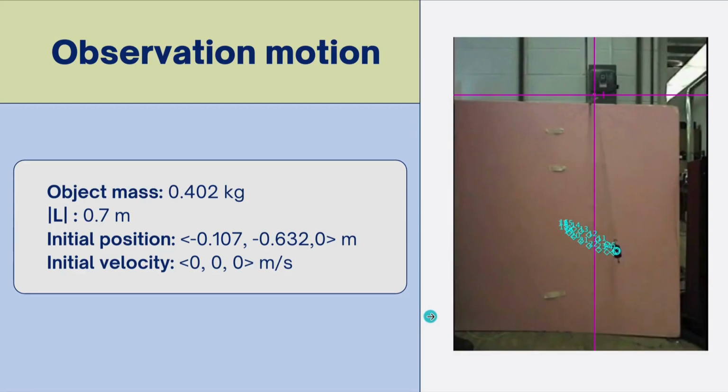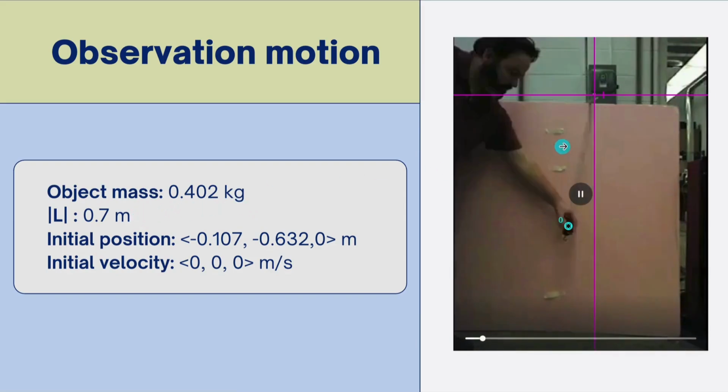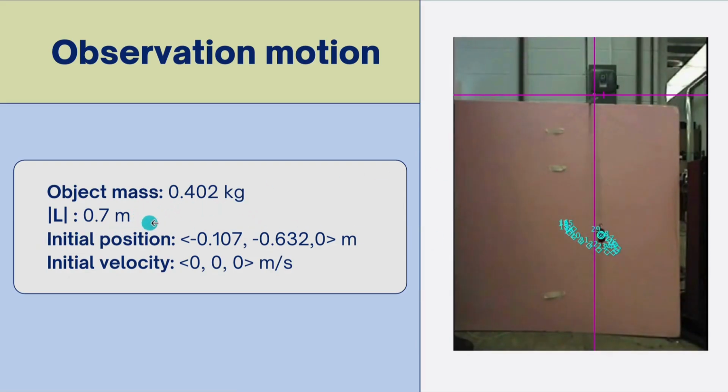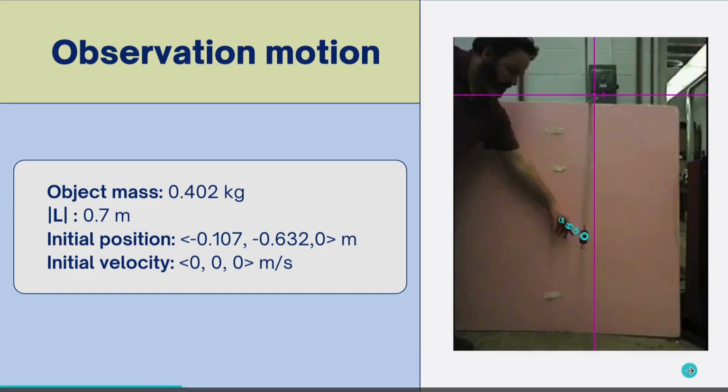Next is the observed motion. First of all, we have the mass of the object of 0.4 kilogram, and the length of the spring when fully stretched is 0.7 meter. The initial position and initial velocity: since it starts from rest, the initial velocity is all zeros.